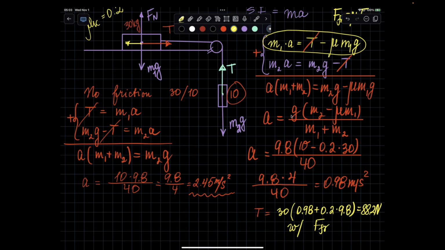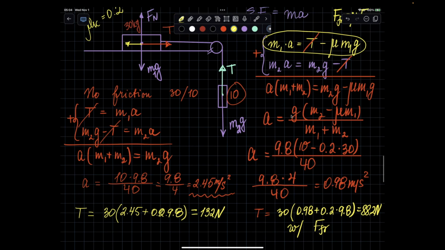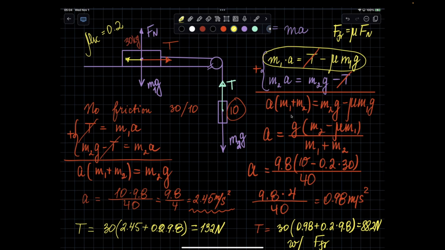Now, without force of friction, what do you think? Will it be greater or less? Let's see. It's going to be 132 newtons. So that's how you find acceleration with or without force of friction on this contraption.